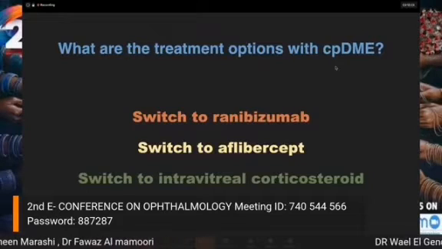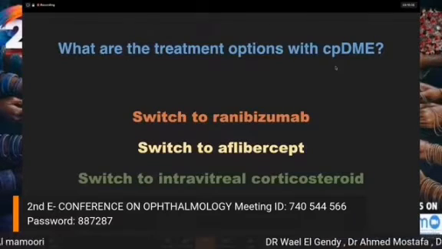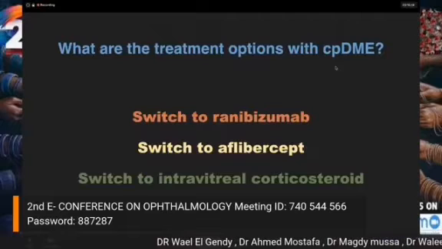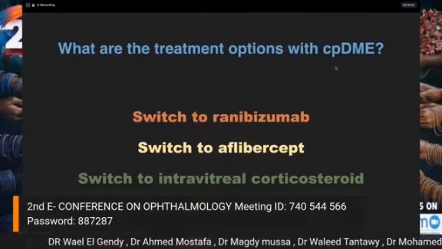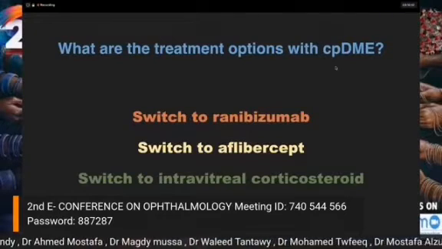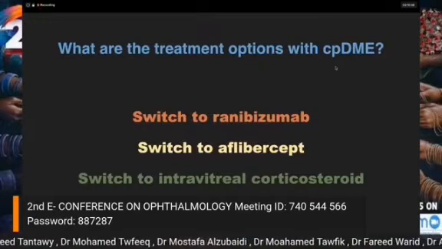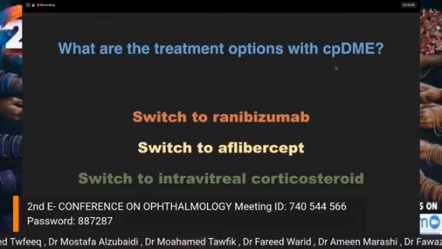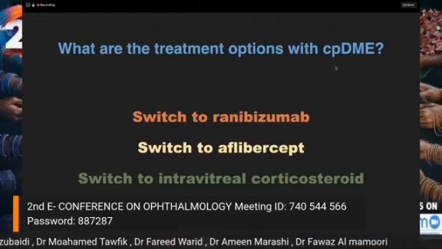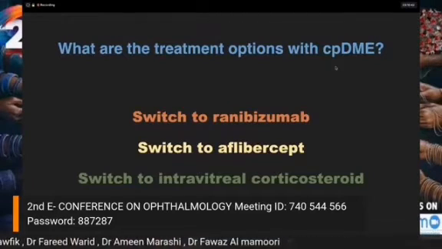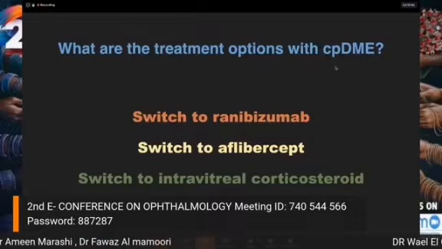But for me, the post-hoc analysis of protocol I depends on the vision of the patient, and the post-hoc analysis of protocol T, for determining the response and the chronic persistent macular edema, depends on thickness, on the central macular thickness.